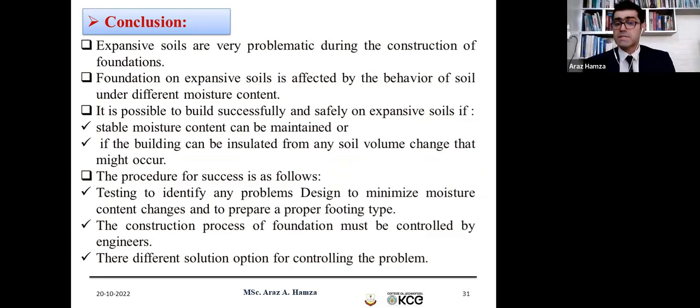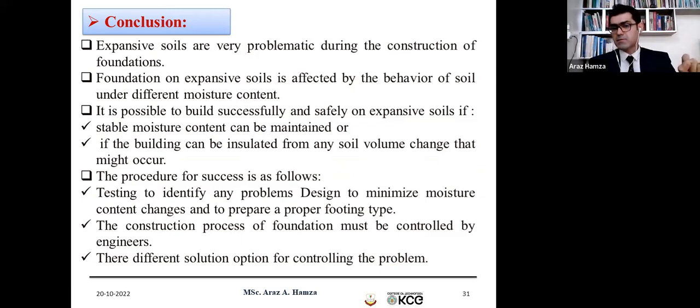It is possible to build a project successfully and safely on expansive soil. For engineers, it is not acceptable to say I can't construct the project on that land, because land is valuable. We should think about the land, because land is limited on the earth. That's why we can construct such projects successfully. But how can the project be successful on expansive soil? By stabilizing moisture content and using the other techniques that we discussed. The process for success is also testing, identifying, and dealing with the subject.